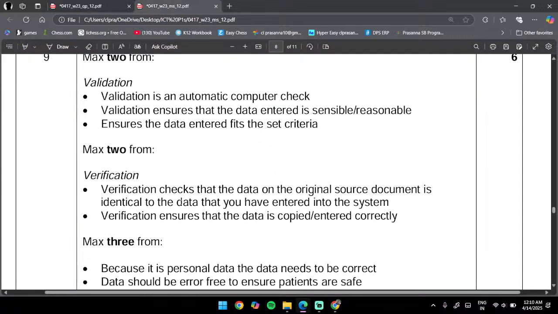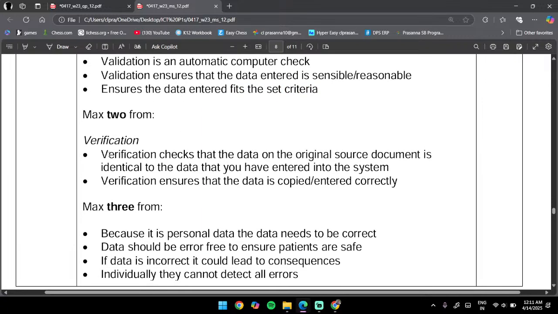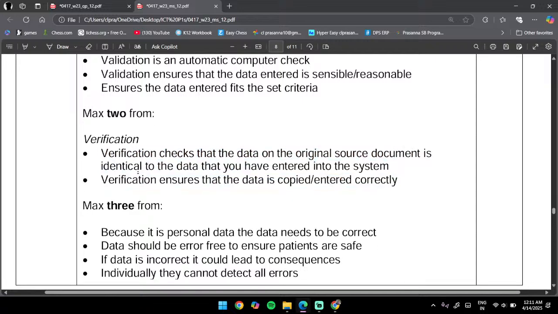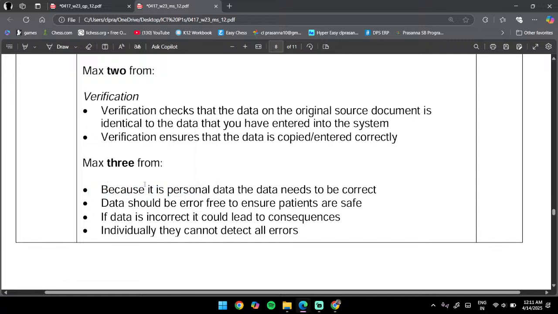Let's check. Validation is an automatic computer check to ensure that the data entered is sensible and fits within the set criteria. Exactly, I said those. Verification checks that the data on the original source document is identical to the data you have entered, ensuring that the data is copied or entered correctly. Why it's needed is because it's personal data that needs to be correct. Data should be error-free to ensure patients are safe. If data is incorrectly entered, it could lead to consequences, and individually, they both cannot detect all the errors.